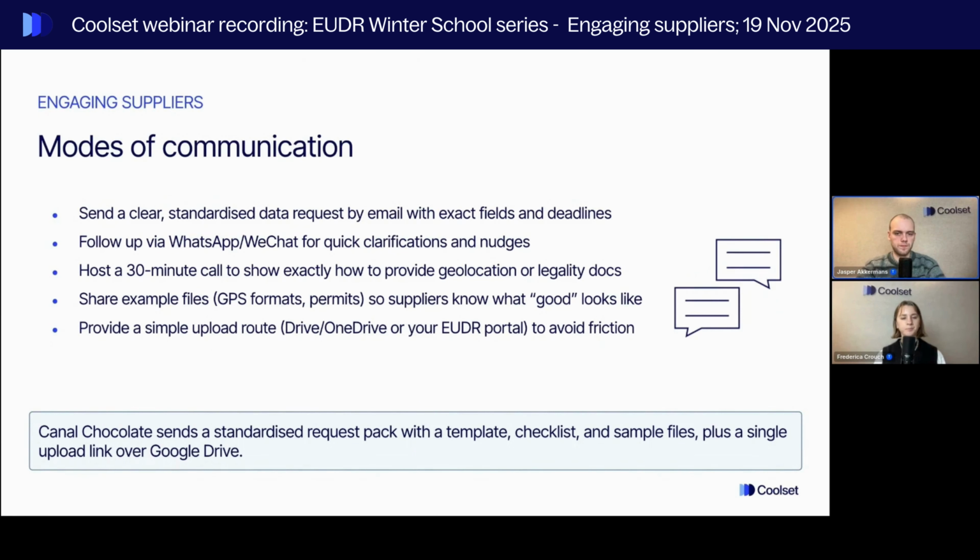And finally, what we've seen to be really useful for those who are not using a software tool is maybe providing a link where suppliers can upload all evidence they're going to send you. So for example, a Google or OneDrive link to an EUDR portal. So every time they have geolocation data or a document to send you, rather than it getting lost in email chains, you send them this one link and they upload everything to that one unified spot.